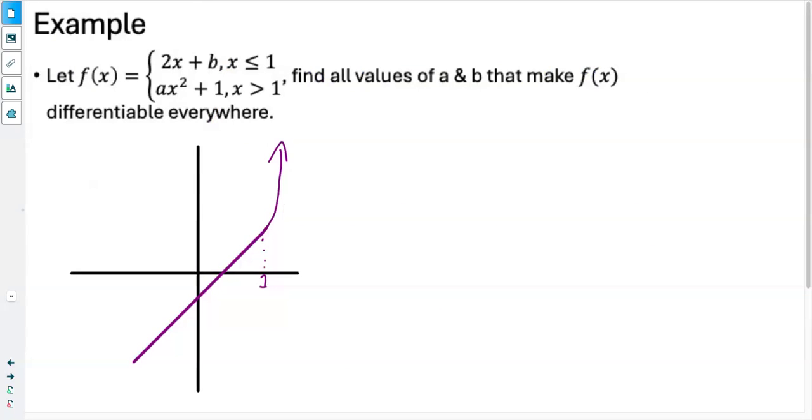Okay, next example. We have a piecewise function. So we've got let f of x equals 2x plus b when x is equal or less than 1, and it's ax squared plus 1 when x is greater than 1. So essentially, we've got one function here that connects to another function here, and we want to find all values of a and b that make f of x differentiable everywhere. So that means it's not just continuous, but our slope as we approach 1 from the left side is equal to our slope as we approach 1 from the positive side.